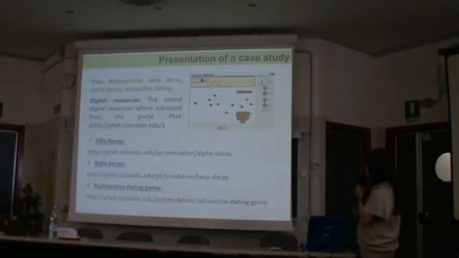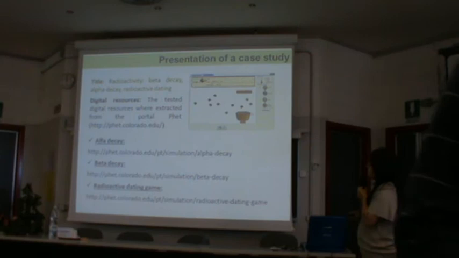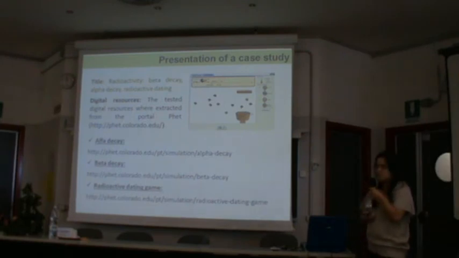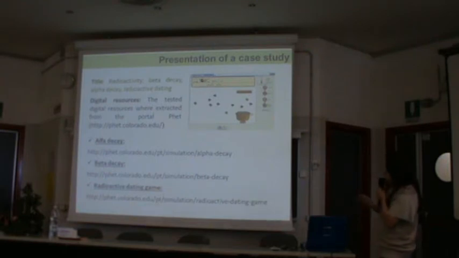So, proceeding with the presentation of a case study, we here have chosen this activity: radioactivity, beta decay, alpha decay, and radioactive dating. In this case, it is an activity where experimental work does not apply and where the microscopic level is important. So, the resource was chosen from the Portugal path, and they have used three main resources.